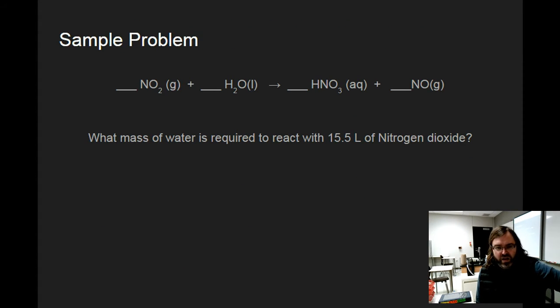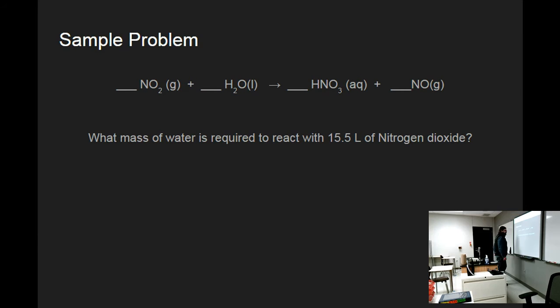We have this sample stoichiometry problem. We're going to work it out. We got an equation. What mass of water is required to react with 15.5 liters of nitrogen dioxide? Well, let me go to the board for this one. This is a typical stoichiometry problem. We still have to follow the same steps for a stoichiometry problem.